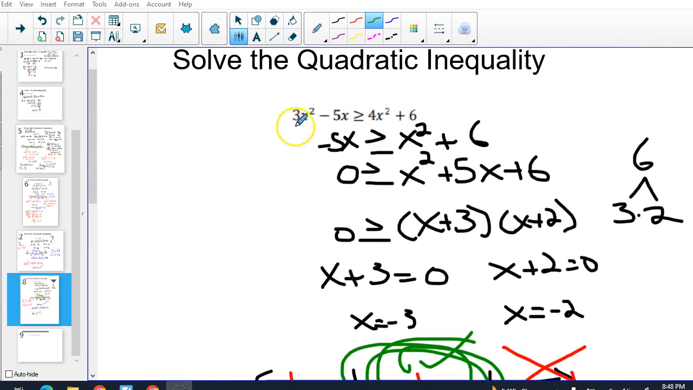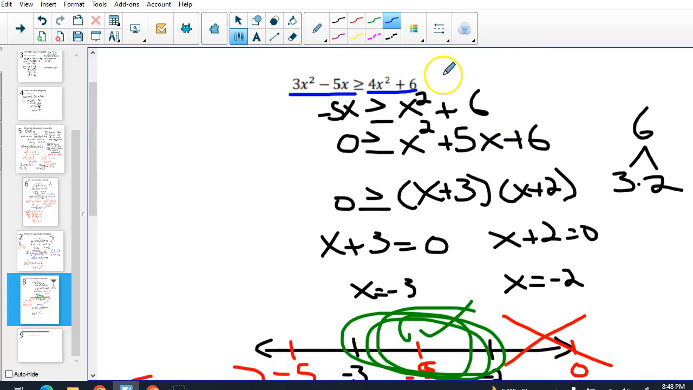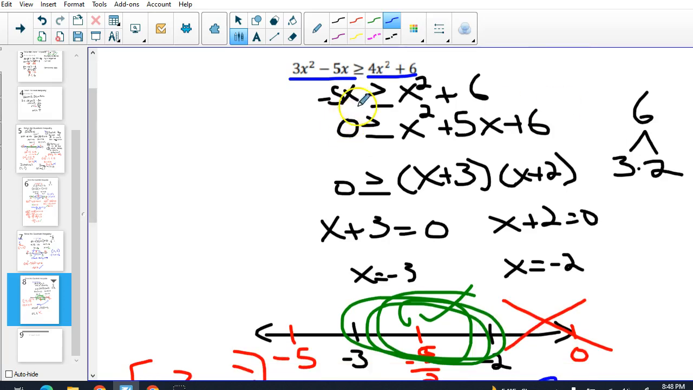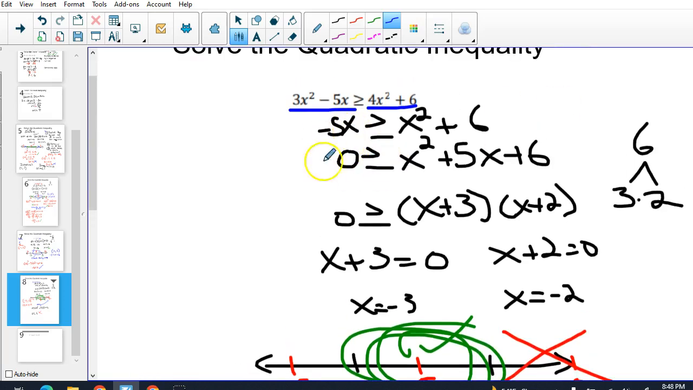Now, we do have terms on both sides of the equation here, but that's not too big of a problem because I can move terms from one side to the other. So just like we did with quadratics when we were solving them, we want our equation to be, in this case, greater than or equal to 0, but we want 0 on one side of the equation.